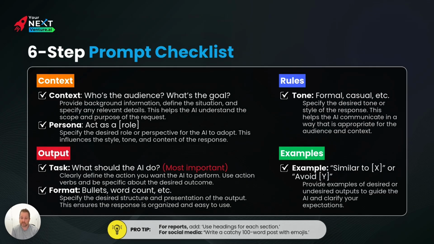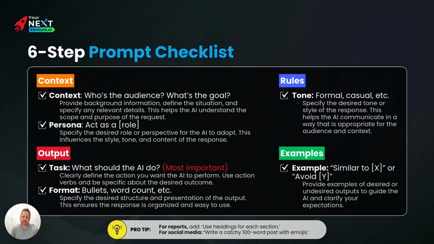Specify the structure. So if you need bullet points, a table, a step-by-step guide, this saves you time in editing later on. For example, organize the report into structured sections with headings or write a 200-word email in a professional tone. So here's a pro tip. For reports, use headings for each section. For social media, write a catchy 100-word post with emojis. Small details make big differences.